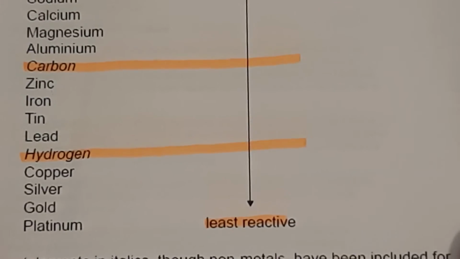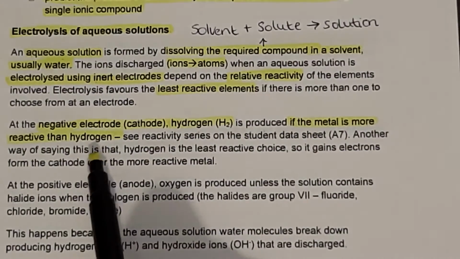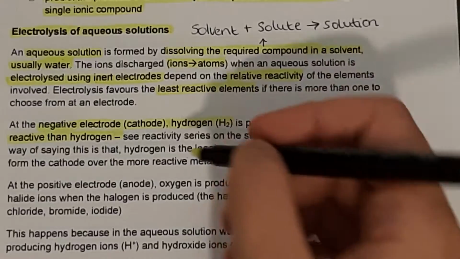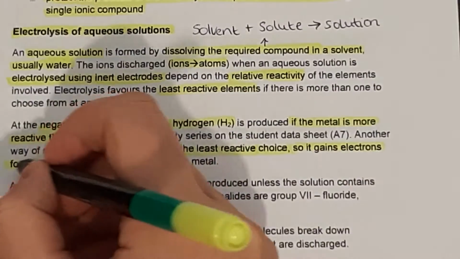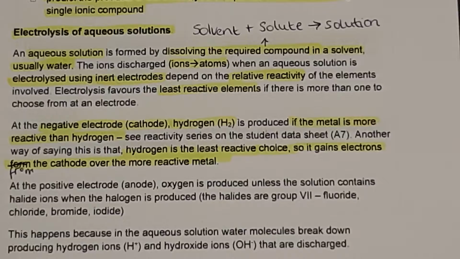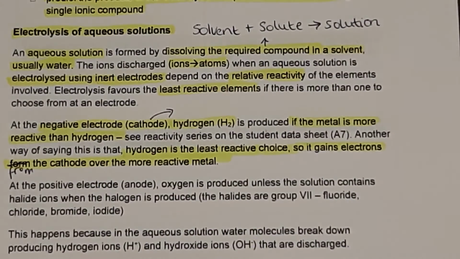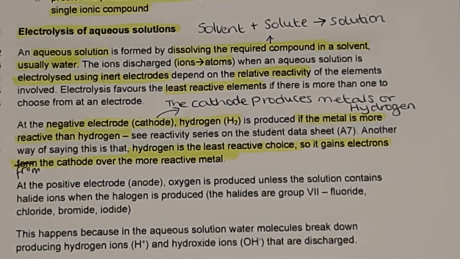So here we have hydrogen in our reactivity series. And so you can see that if the metal is more reactive than hydrogen, so above it, such as lead, tin, aluminium, magnesium, hydrogen will be produced. Another way of saying is that hydrogen is the least reactive choice. Okay, so it gains the electrons from the cathode over the more reactive metal. So to summarise, the cathode will produce metals or hydrogen, one of the two. We'll make a note about that. So the cathode produces metals or hydrogen.